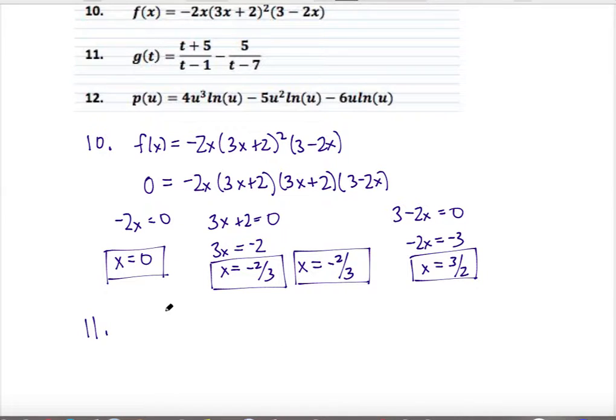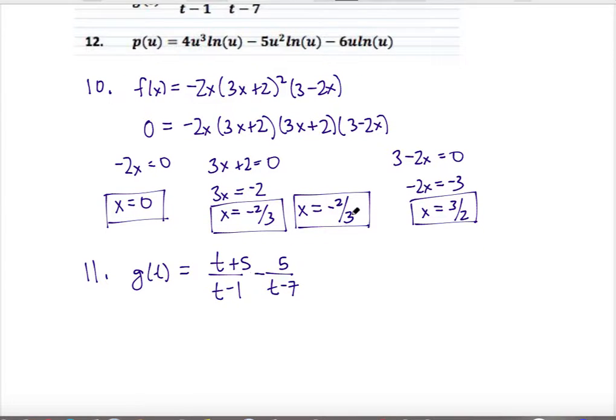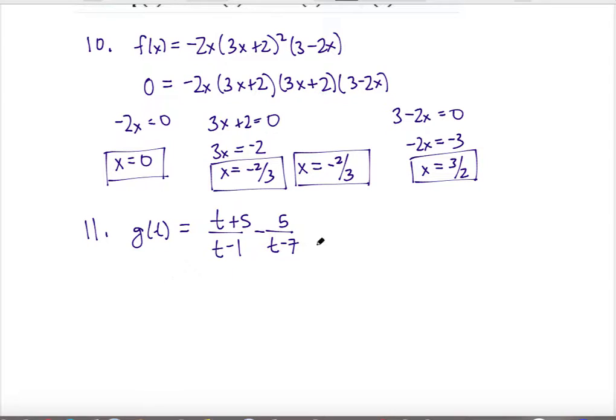Number 11 is a little more complex. I have the function g in terms of t is equal to t plus 5 over t minus 1 minus 5 over t minus 7. So in order to figure out what makes this function equal to 0, I will need to do a little bit of combining for these two fractions. So I'm going to rewrite this as 0 equals t plus 5 over t minus 1 minus 5 over t minus 7.